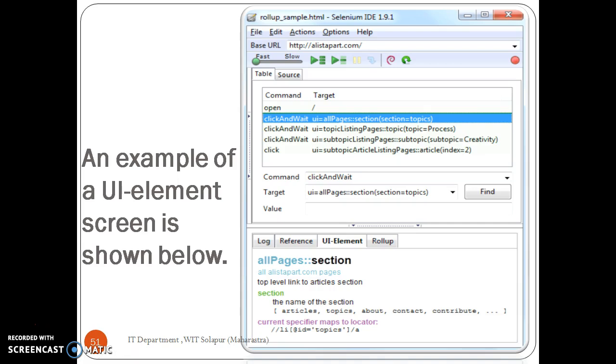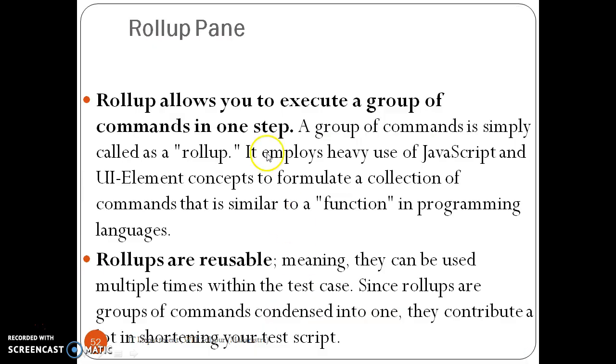An example of the user interface element screen is shown below. Here, for the click and wait, this article section gives the details about that particular command. Then rollup allows you to execute a group of commands in one step.